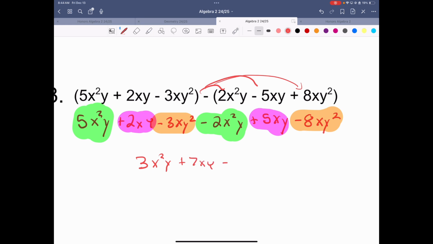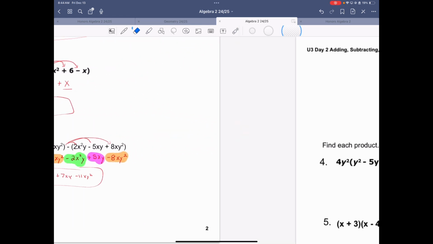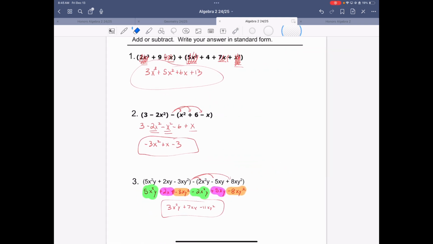Negative 3 minus 8 is negative 11. And that's your solution. Again, I've got a highlighter sitting here. Circle, underline, do whatever it is you need to do to make it work for you and whatever works best. Adding and subtracting. Any questions with adding and subtracting? Everybody's good?